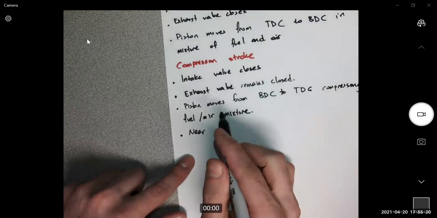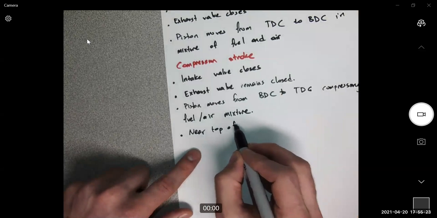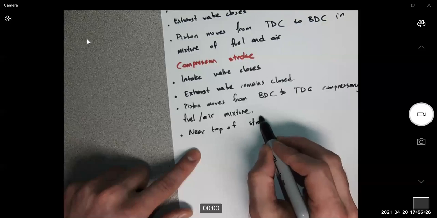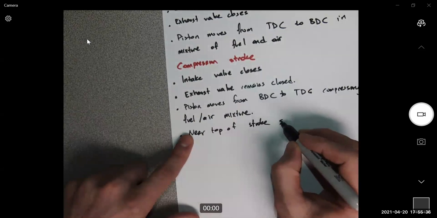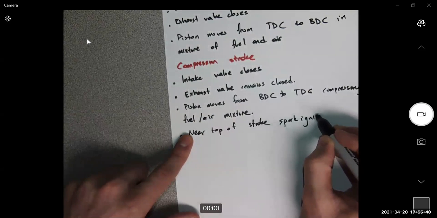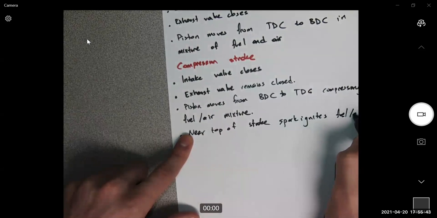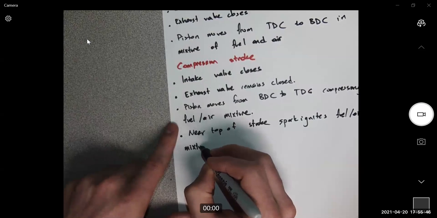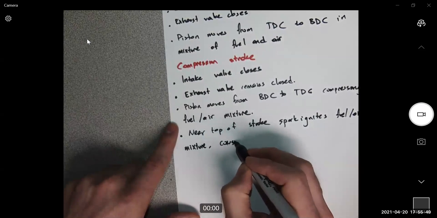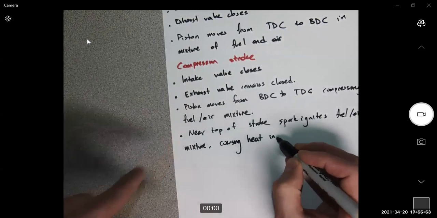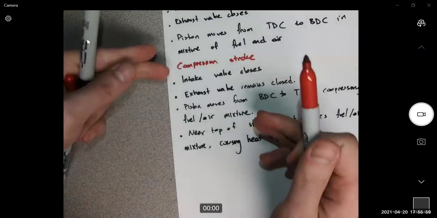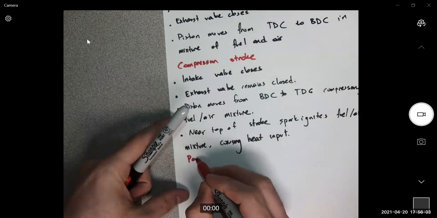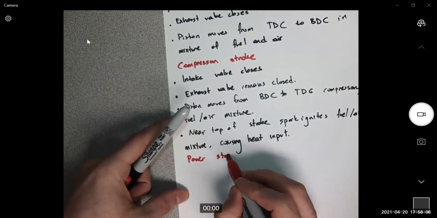And as I mentioned on the PV diagram, near the top of the stroke, here, a spark ignites the fuel-air mixture, causing heat input, which means we complete the compression stroke and we are ready to produce the power stroke.